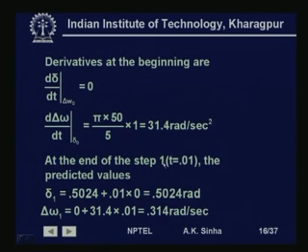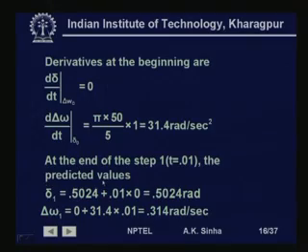So, at the end of the step, if we are taking a time step of 0.01 seconds, then the predicted value of delta 1 will be equal to 0.5024 plus 0.01, that is delta t, into the slope, that is d delta by dt, which is 0. So, this is same as 0.5024 radians, and delta omega will be equal to 0, the initial change in speed, plus the slope 31.4 into delta t, which is 0.01. So, this is coming out to be 0.314 radians per second.